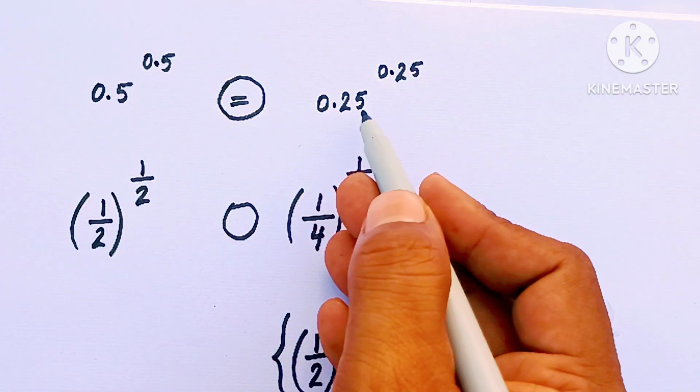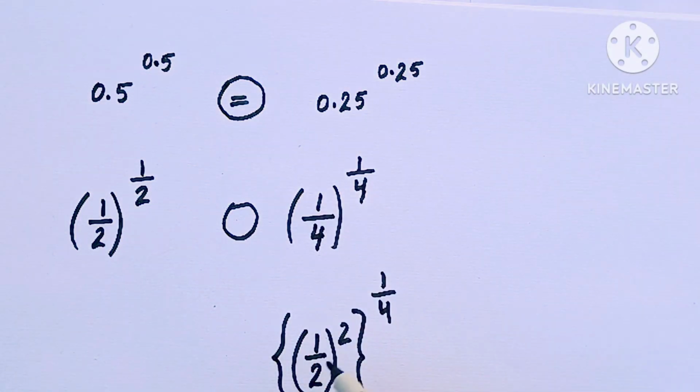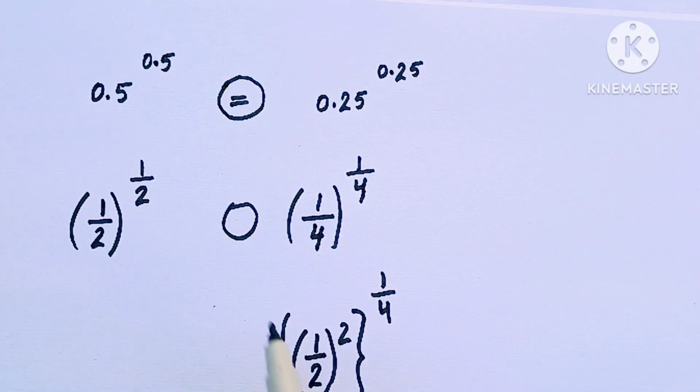Here 1 by 4 to the power 1 by 4, and this 1 by 4 can be written as (1 by 2) whole squared, and this 2 and 1 by 4 will cancel. So we'll have 1 by 2 over here and 1 by 2 over here. So you can see that both 1 by 2 to the power 1 by 2 are looking the same. So this is the answer. Both are same.